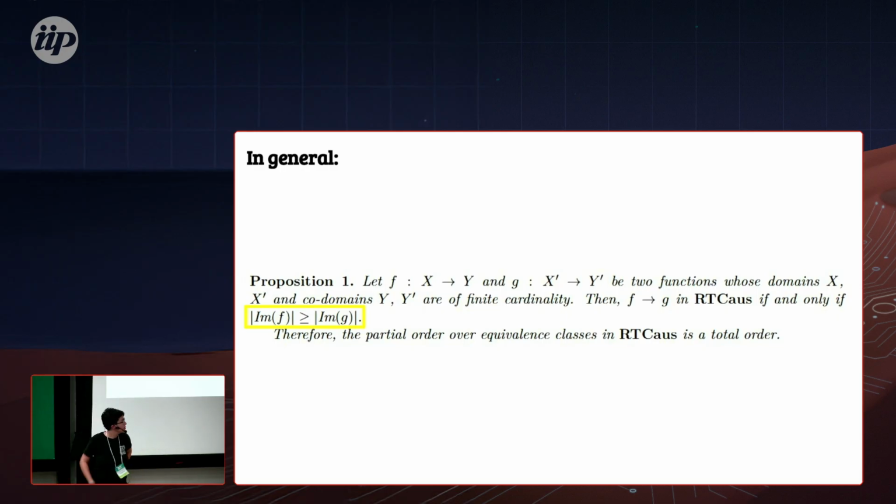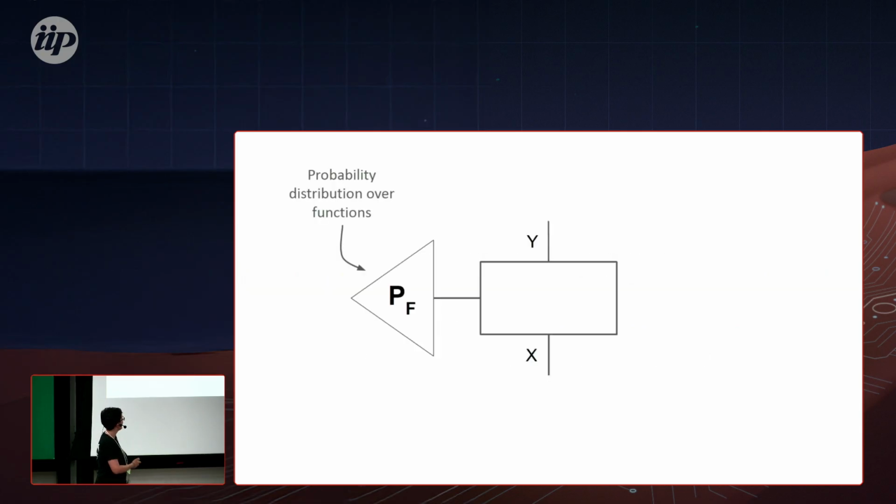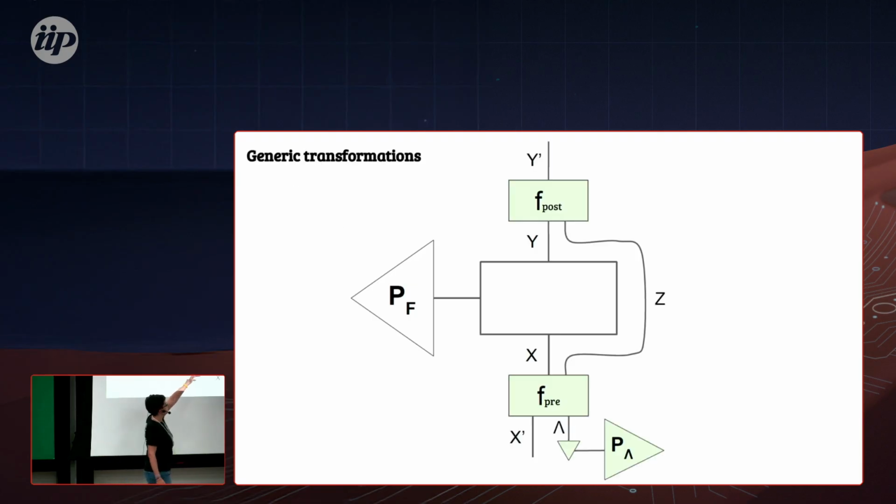Okay, so now let's go to the second resource theory, the resource theory of knowledge of causal influence, where the objects of interest are those probability distributions over functions. Again, what is the most generic transformation I can make on a probability distribution over functions that gives me back another one? Something like this, a pre-processing, a post-processing, but now I can input some ancilla variable that has some probability distribution. Before I didn't have that because those were deterministic functions, but now I can have this.